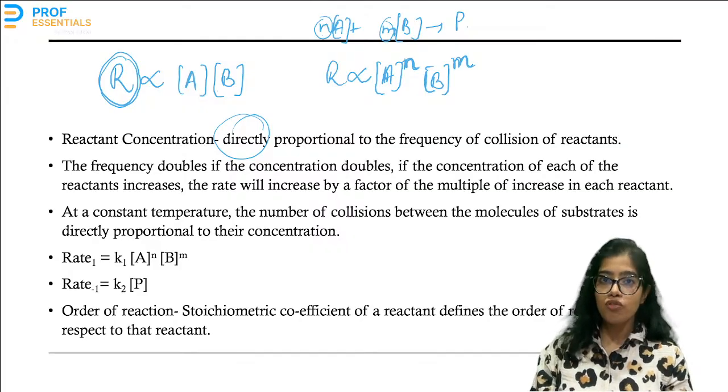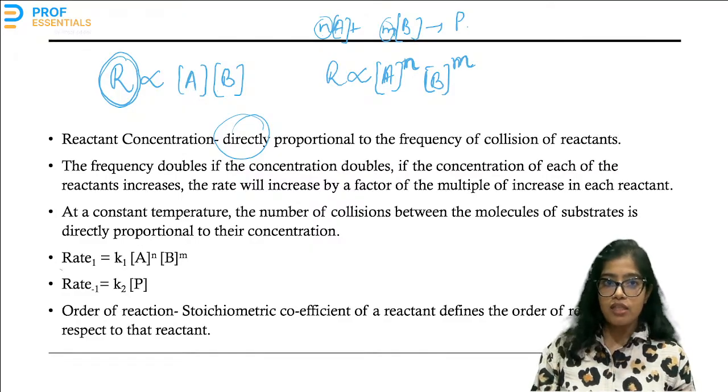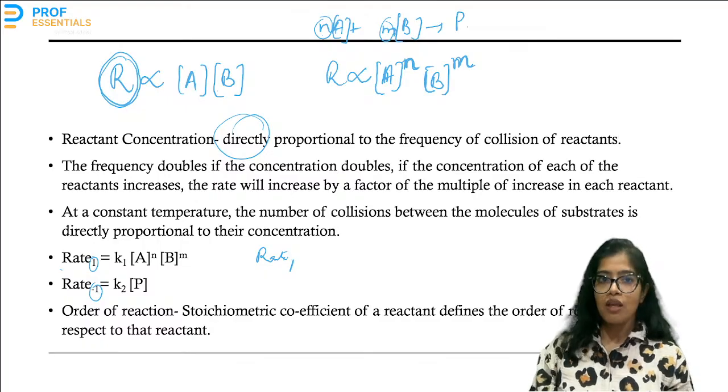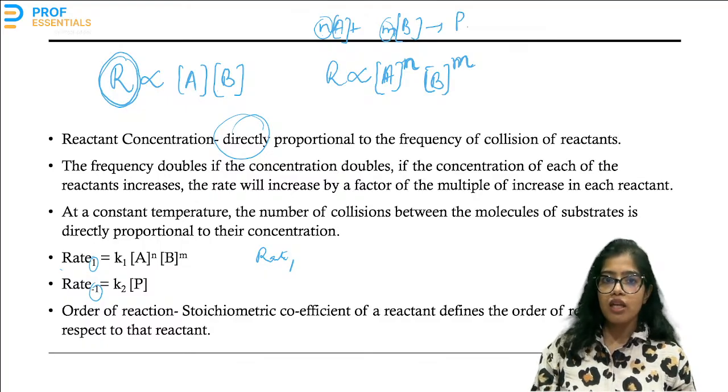Understood? So if you remove this proportionality symbol, you're going to come up with rate is equal to K into A to the power N, B to the power M. Now if you focus at this subscript, what is 1 and what is minus 1? So rate 1 is the rate of formation of the product, and rate minus 1 is the rate of formation or disintegration of the product back to the substrates.